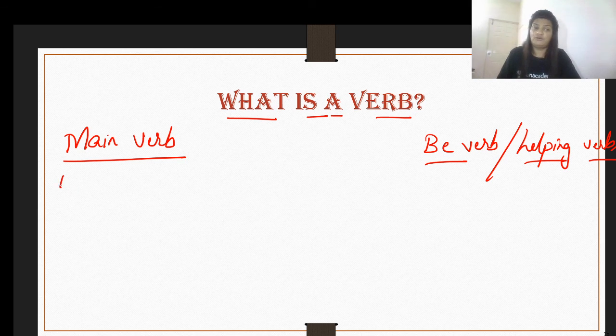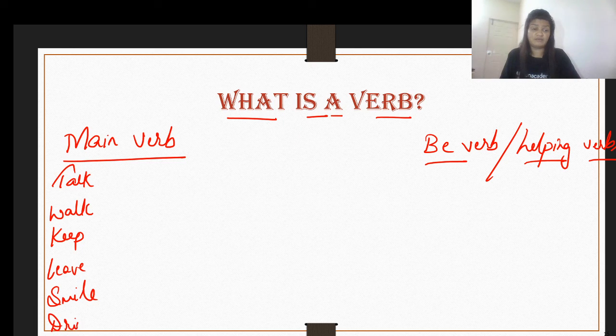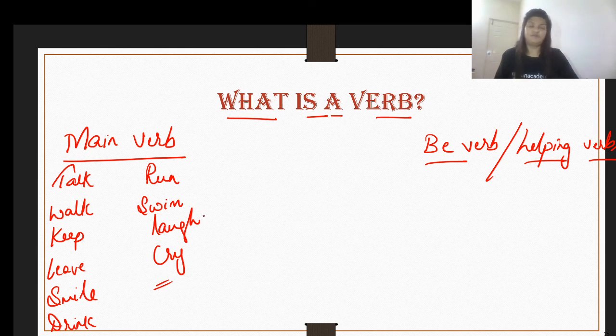Main verbs are verbs like talk, walk, keep, leave, smile, drink, run, swim, laugh, cry, etc. I cannot write all the verbs out over here that we have. So these types of verbs are called main verbs. Now we have something also called be verbs or helping verbs or auxiliaries.